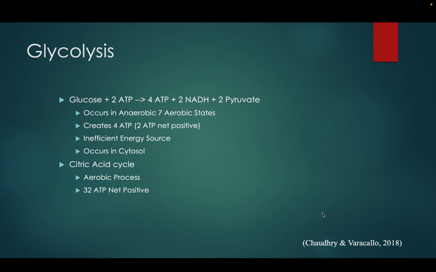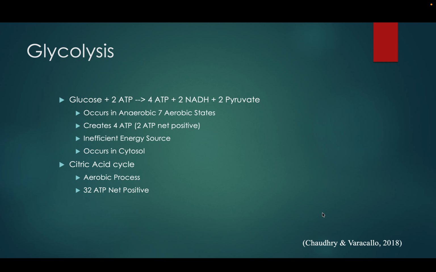So glycolysis. Glycolysis is the first stage of cellular respiration. This is when glucose is utilized as an energy source. Essentially, one glucose is broken down by utilizing 2 ATP, and it results in the production of 4 ATP, 2 NADH, and 2 pyruvate molecules. And that's for each glucose molecule that goes through glycolysis. The pyruvate can then be used in the citric acid cycle.